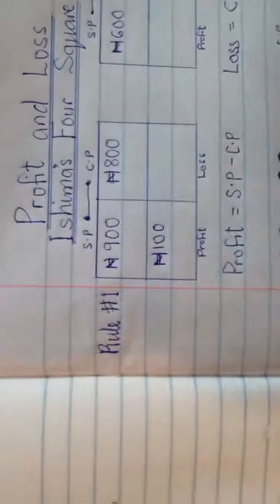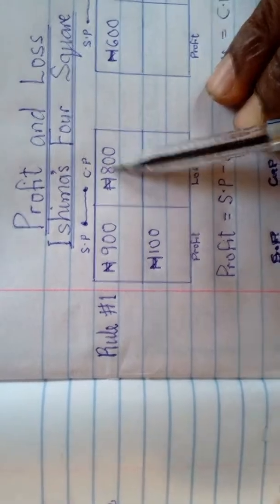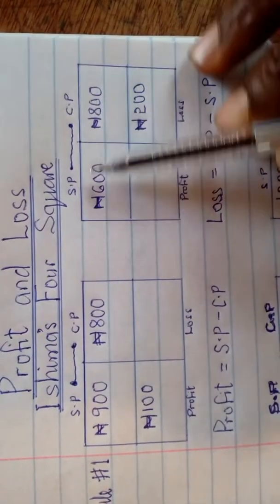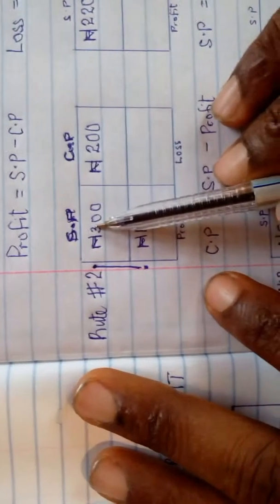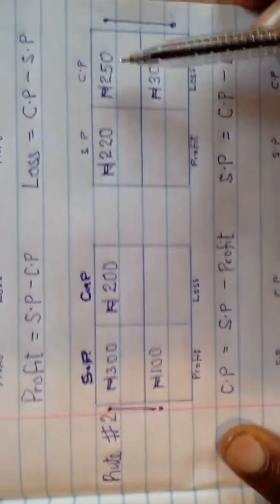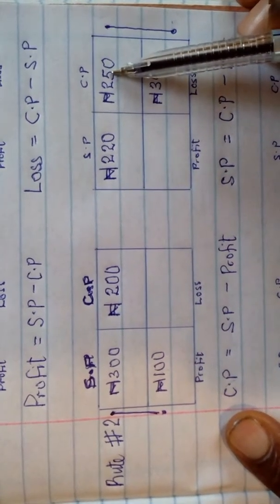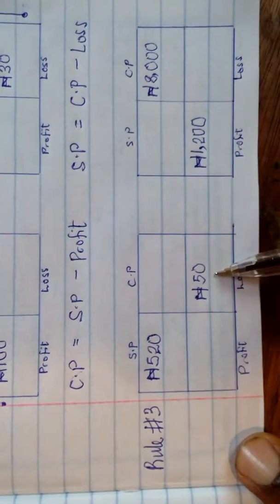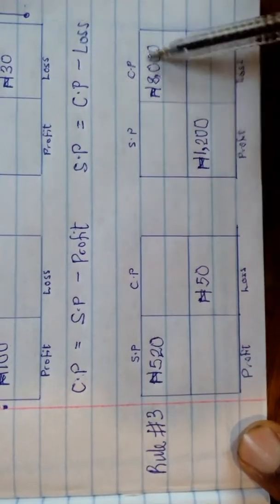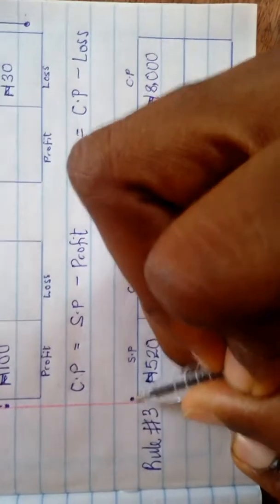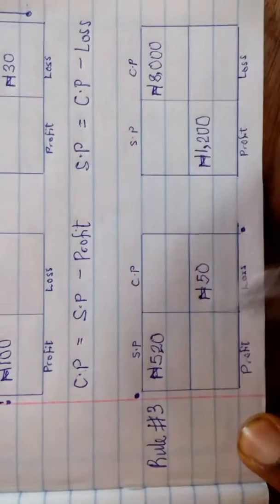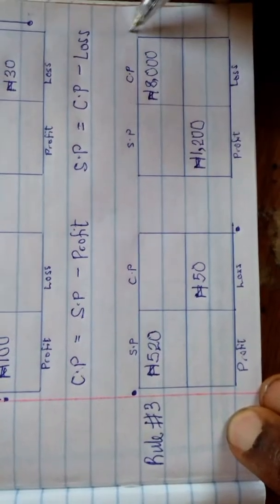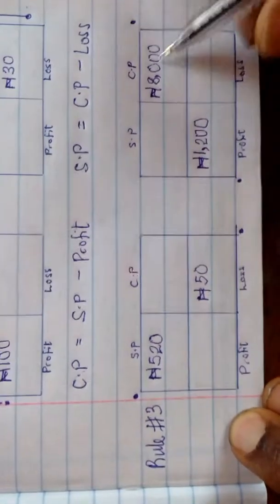So remember, the first one we subtracted when we were given these two. We also subtracted when we are given the selling price and the cost price. And here we also subtracted when we are given the selling price and the profit. And then we subtracted when we are given cost price and loss. When our question is diagonal, we always add. So if you are given selling price and loss, we will add. Or if you are given cost price and profit, we also add.